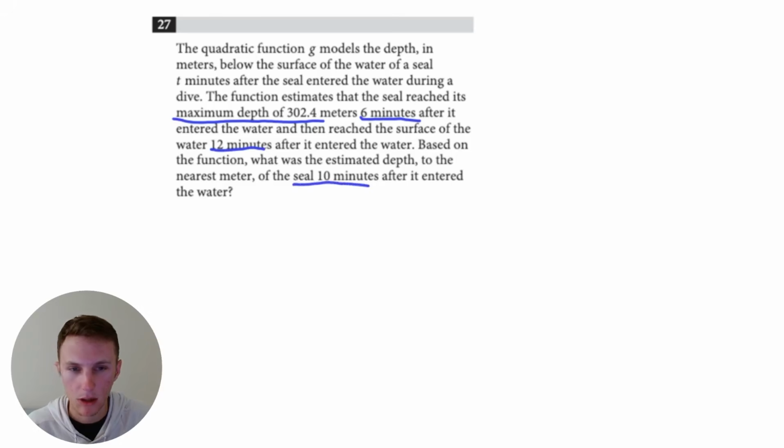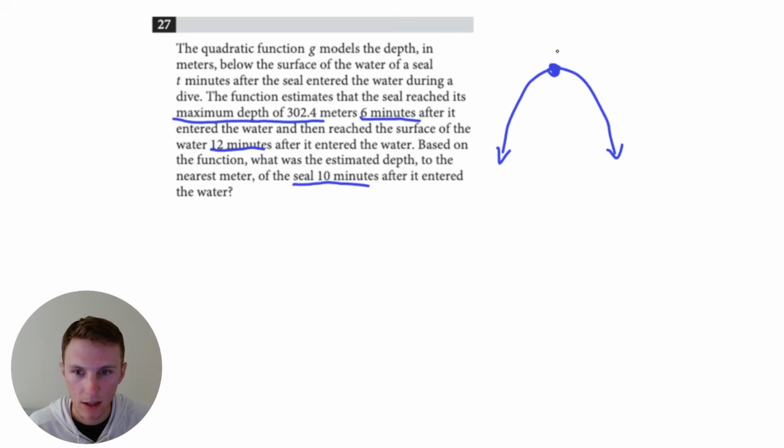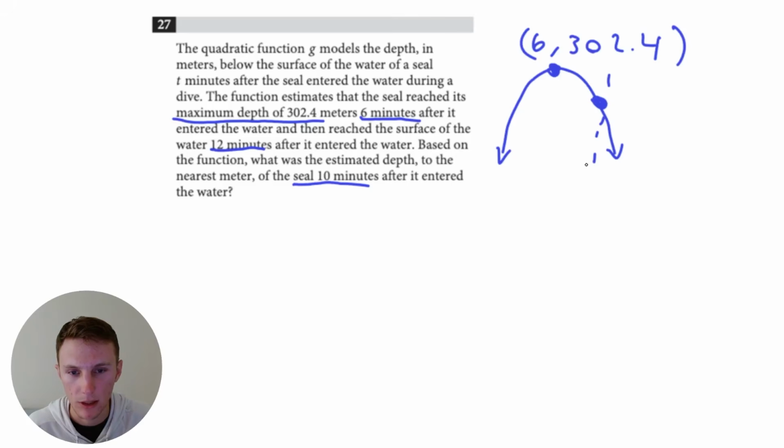So basically what's going on here is this is some sort of parabola that looks like this, right? And its max point right here, the vertex, is 6, 302.4, and we're asked to find what the depth will be at 10. So 10 will be somewhere here, and we have to find that, so we have to make an equation for it and then just plug 10 into the equation. So how do we make this equation?